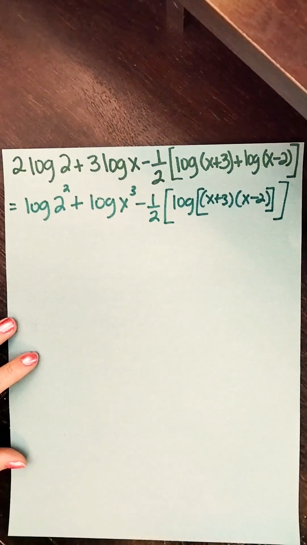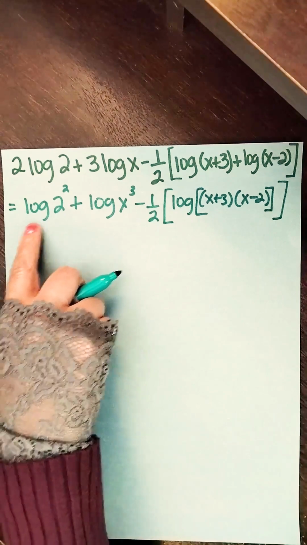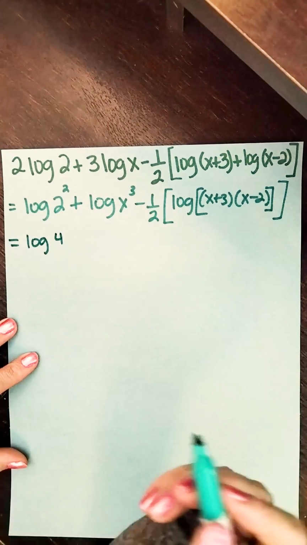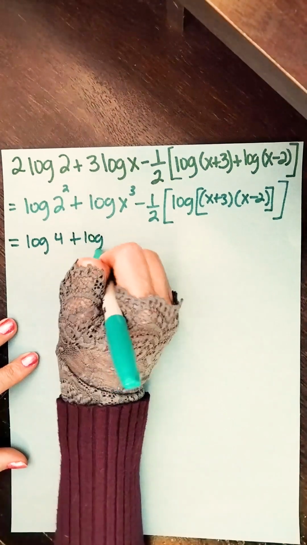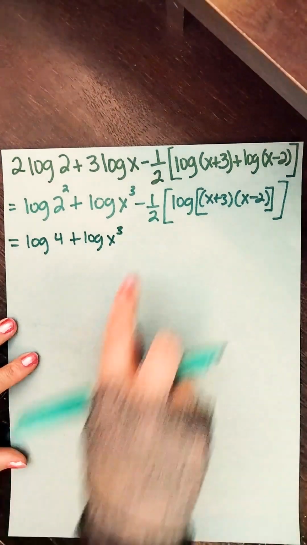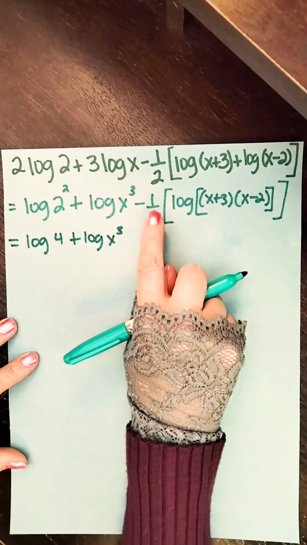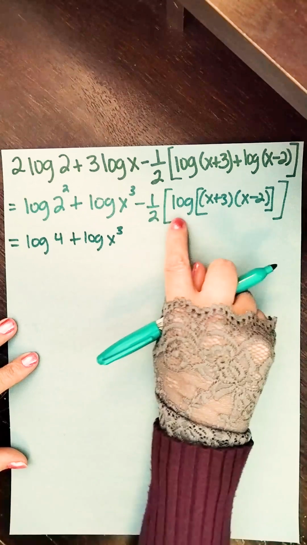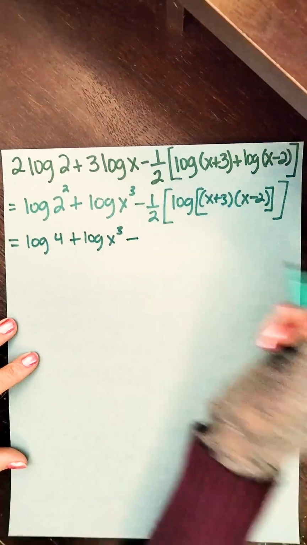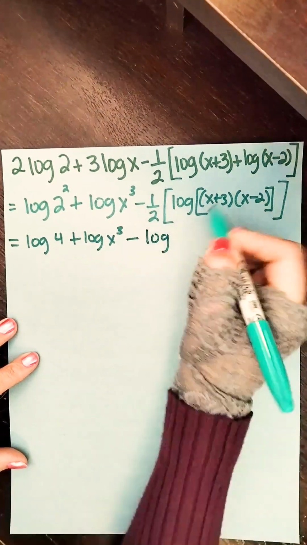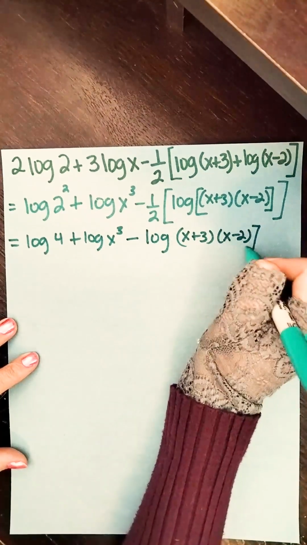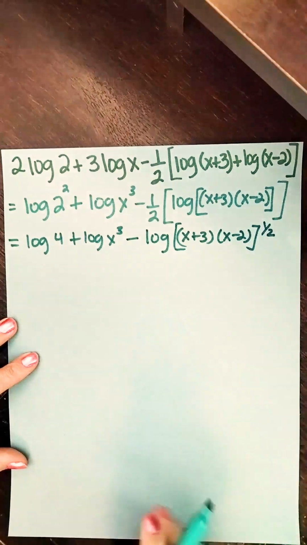And then what I see is I have log base 2 to the second power, so that's log 4. And I have plus log x cubed. And this 1/2 is, again, a number written in front of a log. So we have the product of this number and this log, so that can be written as a power. So it's log of x plus 3 times x minus 2 all to the 1/2 power.